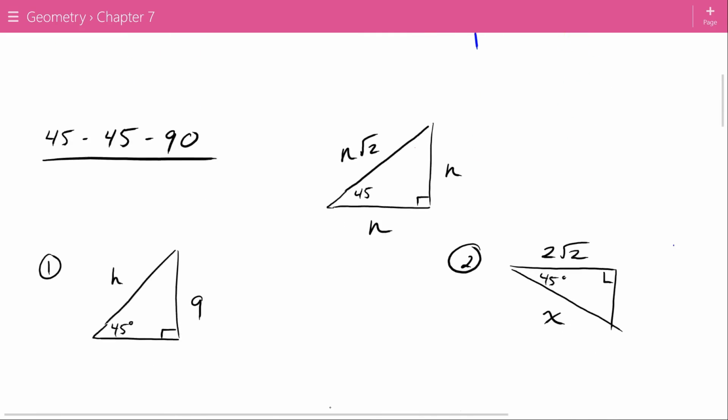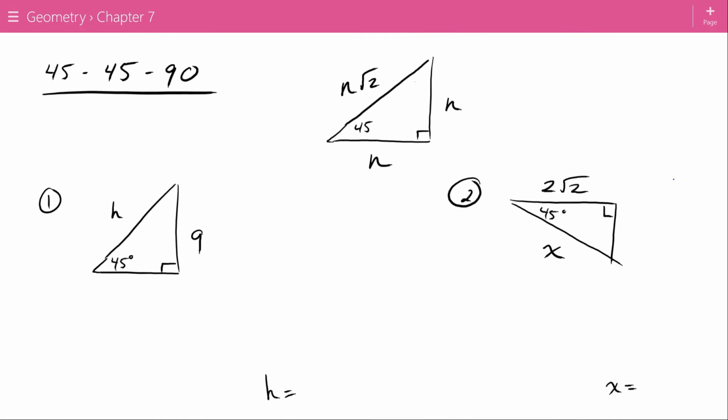So let's look at an example of the 45, 45, 90. Now if you see in the pattern up at the top, I've got the 45, 45, 90 right triangle, and I have an n, and an n square root 2. A lot of times you'll see that written out as the pattern, but we're going to go ahead and replace it. Instead of an n, we're going to use a 1. So instead of n, n, n root 2, we'll use 1, 1, square root of 2.